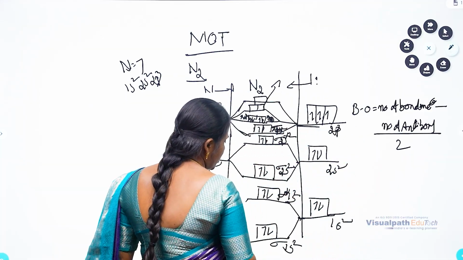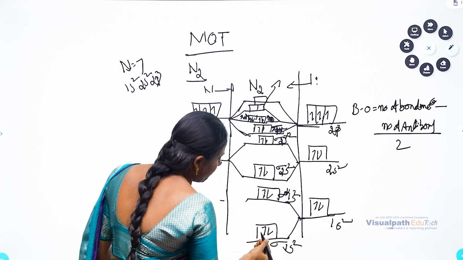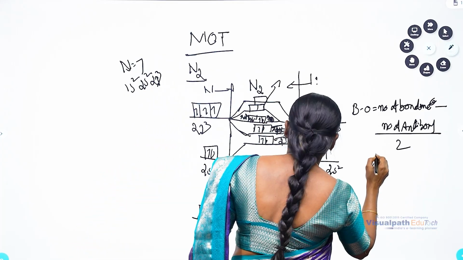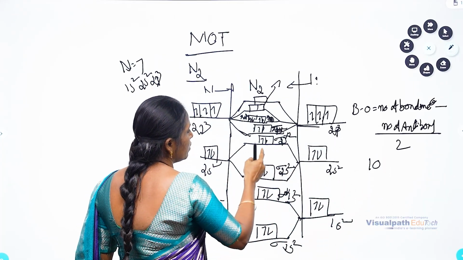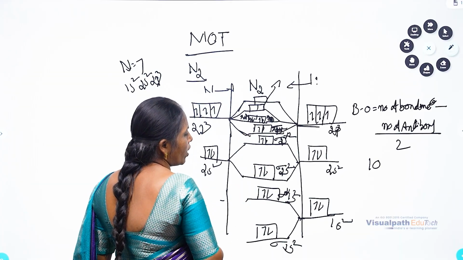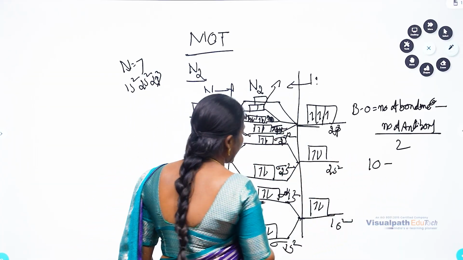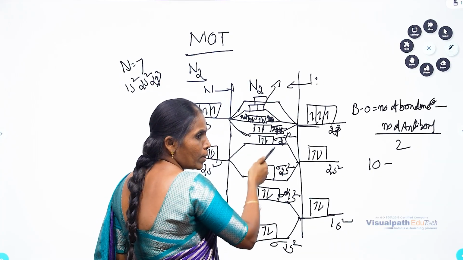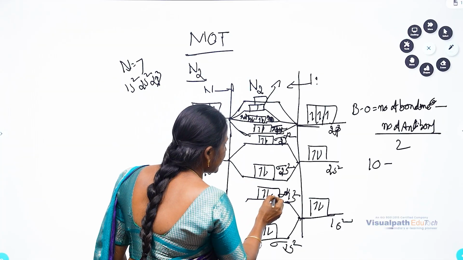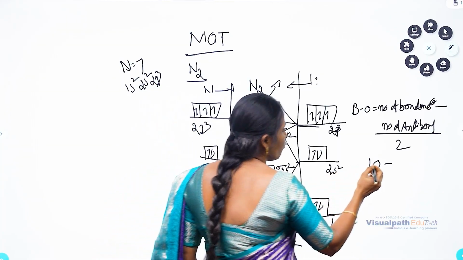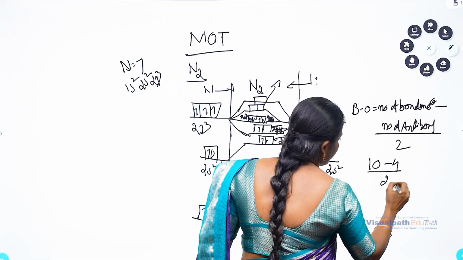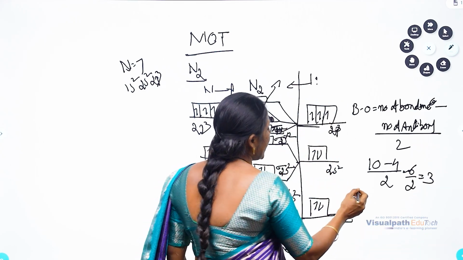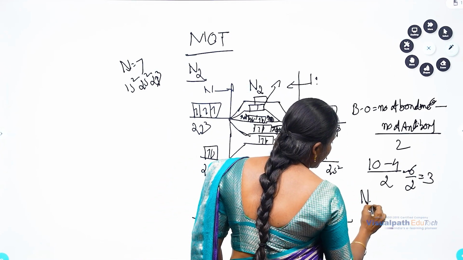How many bonding electrons are there? This lower one is the bonding: total 10 bonding electrons are there. Minus the anti-bonding. How many anti-bonding are there? Only the first energy level and second energy level of the s orbitals have anti-bonding orbitals. Total 4, divided by 2. 6 by 2 means the bond order is 3. So, this N2 molecule's bond order is 3.